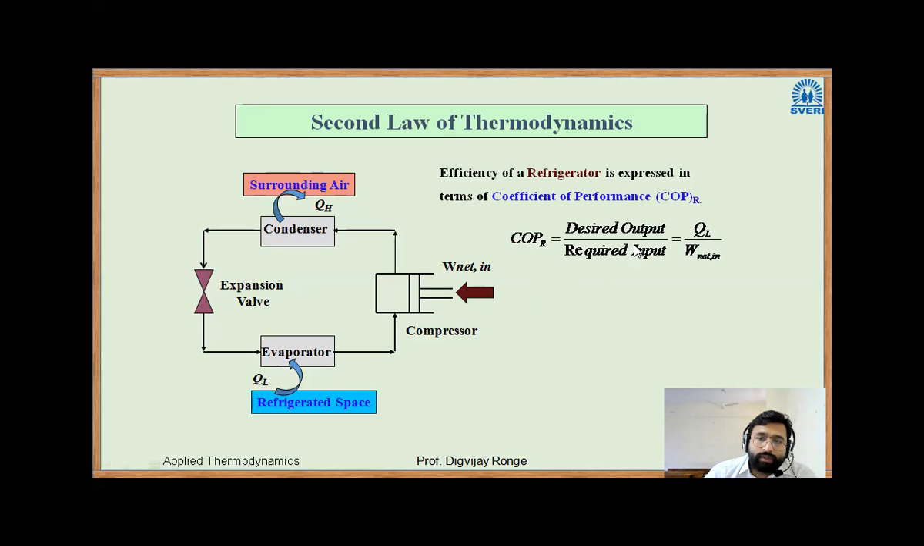Okay, I repeat my question. See here, the COP formula is given: desired output divided by required input. Required input in the case of refrigerator and heat pump will be the same, that is W net in. This will be common, but the numerator will change. It will be QL or it will be QH. Now for a refrigerator, what should we take in the numerator? Should we take QL or should we take QH?